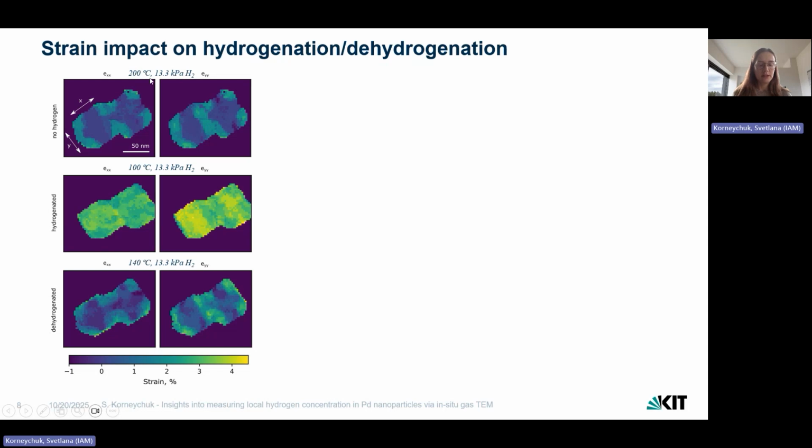This is at 200 degrees centigrade, so it's quite high. There is no hydrogen in the nanoparticles. Then we decrease the temperature, particles hydrogenate, and the lattice expands by about 3%. So we see this expansion with 4D STEM, and then we heat them again. Hydrogen leaves the nanoparticles, and they go back to the initial strain state. And in this state, you see that there is a strong tensile strain of about 1.5% at the corners of the nanoparticles.